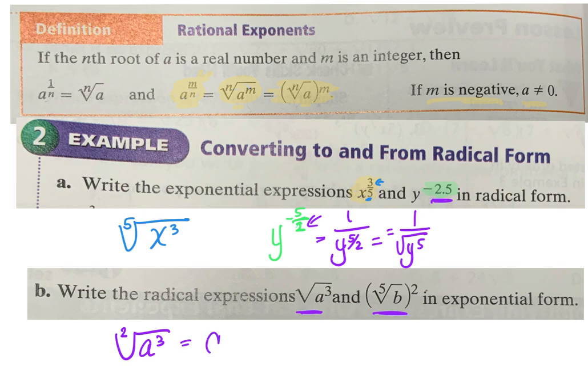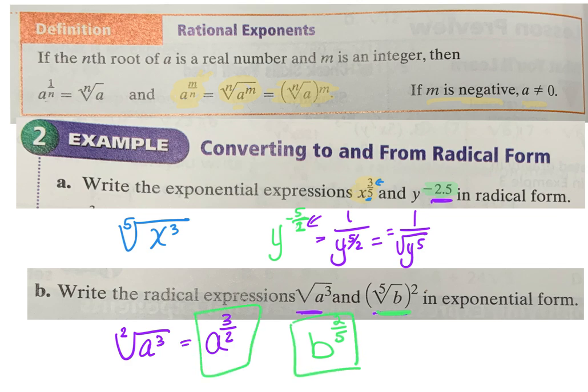All right, so which one's my numerator? Exponent or index? Which one of these, the 3 or the 2? The 3, that's the exponent, over 2, right? Let's look at b. This guy right here, what is he going to be? B to the what? What's my numerator? 2. What's my denominator? 5.